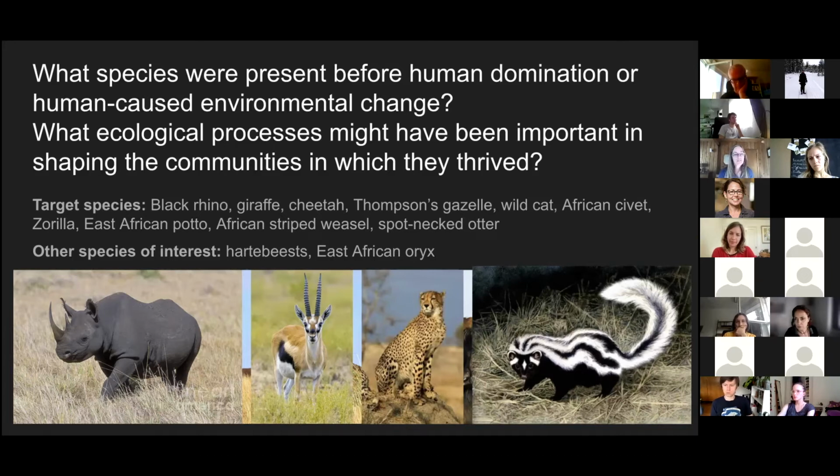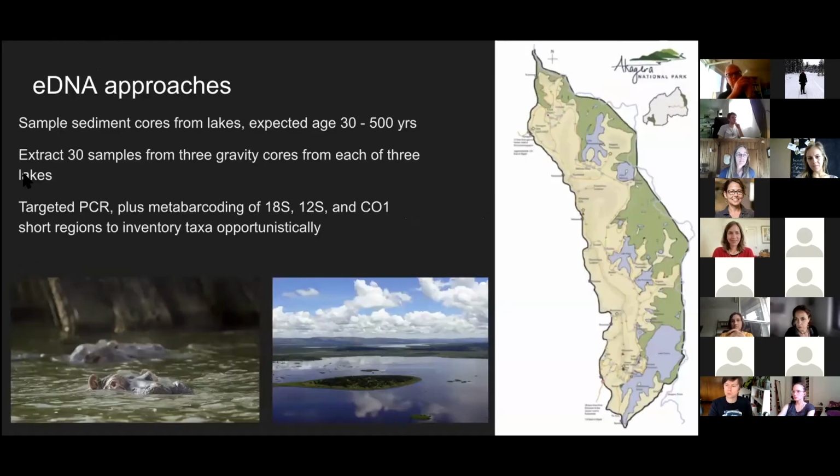And then there are a few other species of interest like hartebeest and East African oryx, which is one species of hartebeest present, but there are other species that it's thought could be there as well. And I think that's the next slide, and maybe that goes over to Rachel.